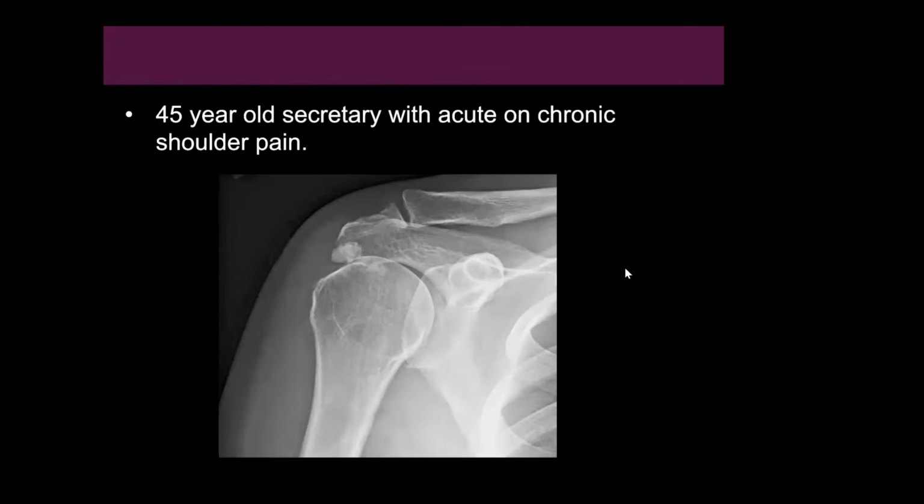All right, great. This was another case, different patient. So this was a 45-year-old secretary. She came in with an acute on chronic shoulder pain. So she generally had some shoulder pain at baseline, but she had kind of like this acute exacerbation over the course of a couple of weeks.